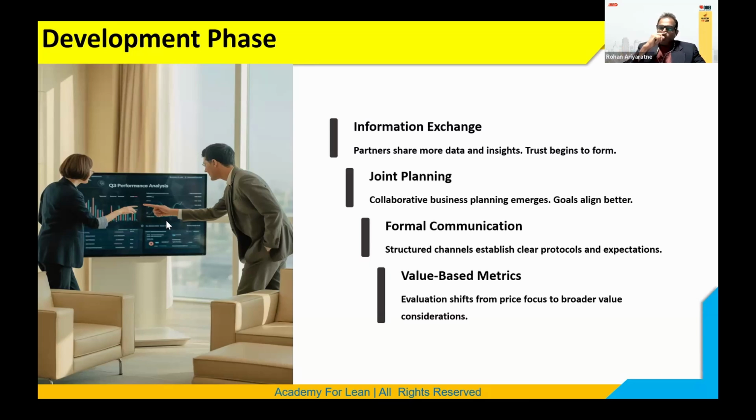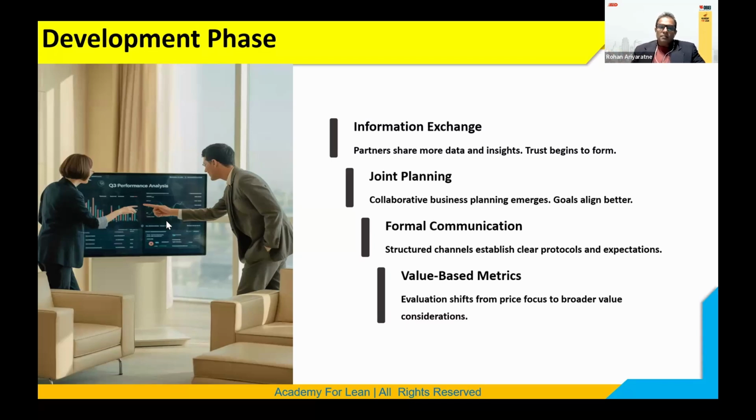So you also think about creating that, because it is not easy. When you build up the relationship, you can create that kind of mechanism to review, like a dashboard or whatever, to look at the sharing and exchange of information. And as I explained, planning has to be done jointly, and you have to create formal communication, like meetings or email or telephone call or SMS or a group link in WhatsApp. So there should be a structured channel to establish clear protocols and expectations. So think about that. And finally, value-based metrics, of course.